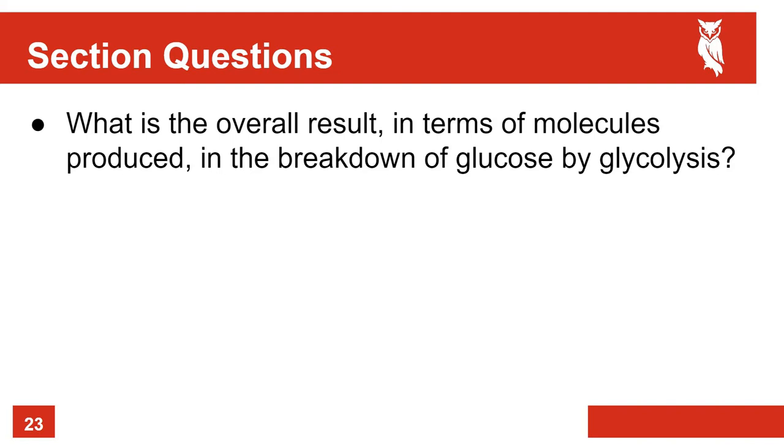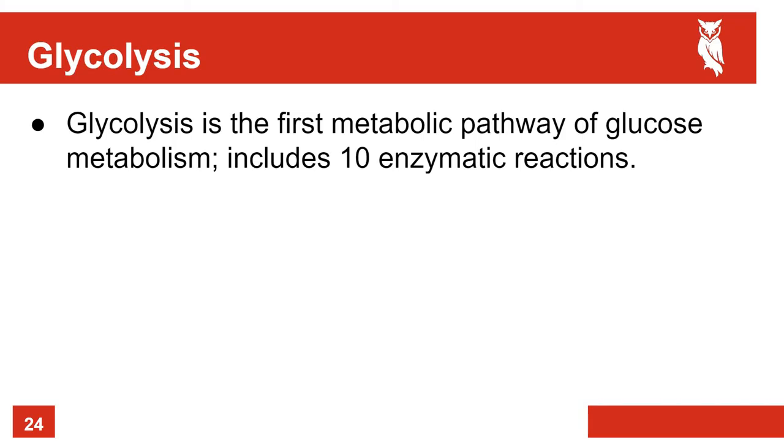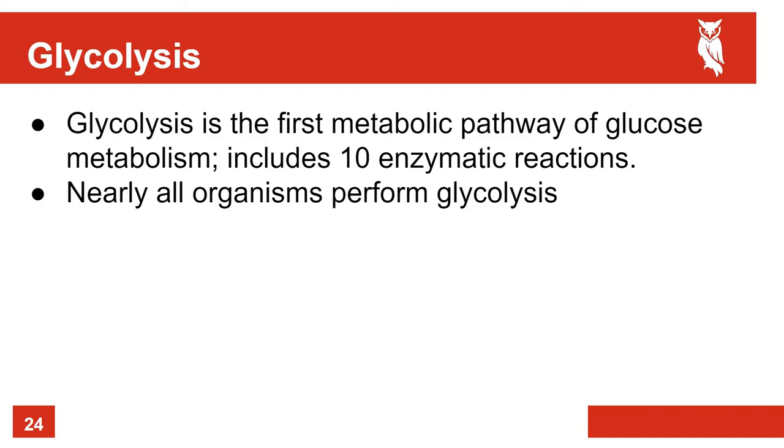Yeah, it's 2 of each to the net. Okay. So glycolysis is the first metabolic pathway of the glucose metabolism. It includes 10 enzymatic reactions. An enzymatic reaction is just a reaction that uses an enzyme. Nearly all organisms and living things perform glycolysis.